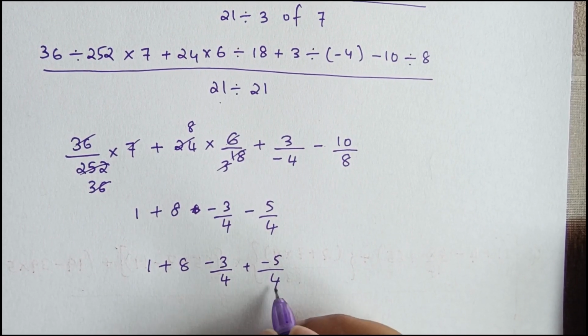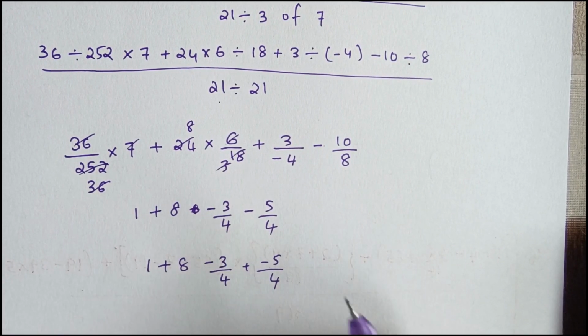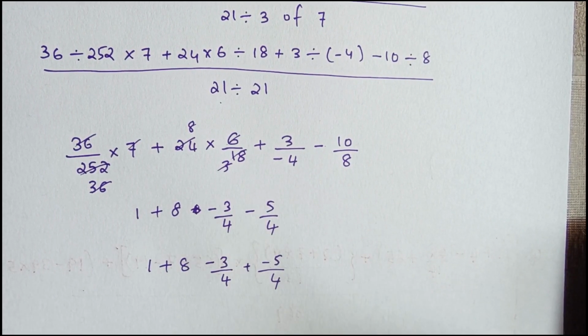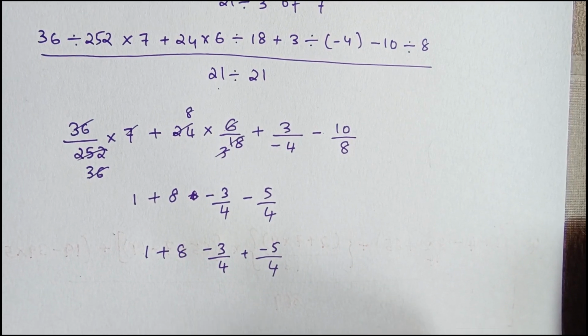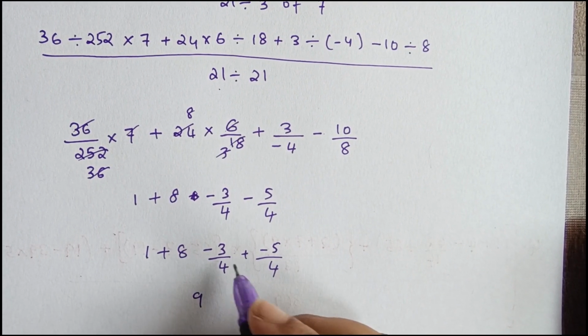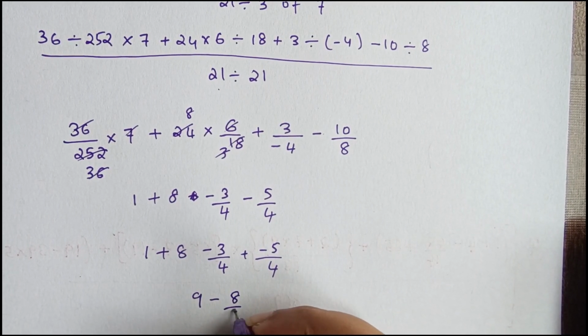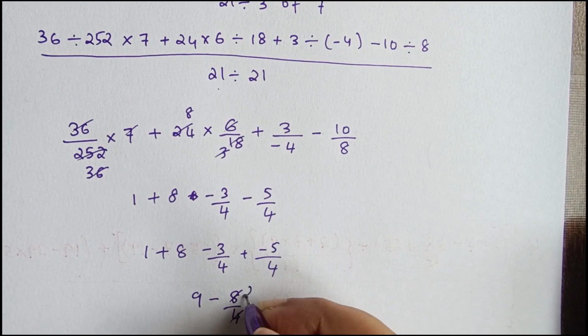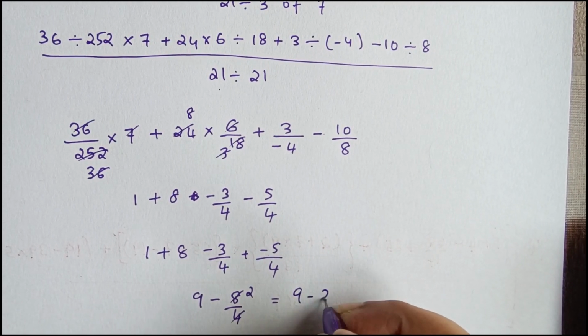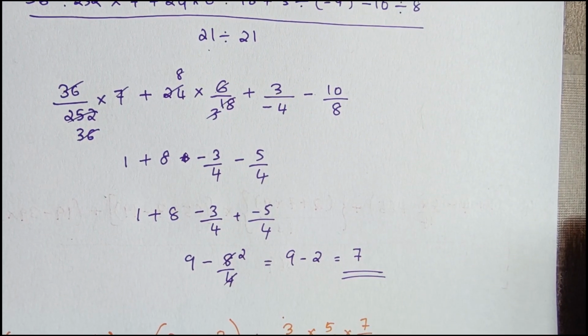You can, if the sign of two numbers is minus, we can just add it and put the minus symbol. So 1 plus 8 is 9 and minus 3 by 4 plus minus 5 by 4 is minus 8 by 4, that is 9 minus 2 equal to 7 is the answer.